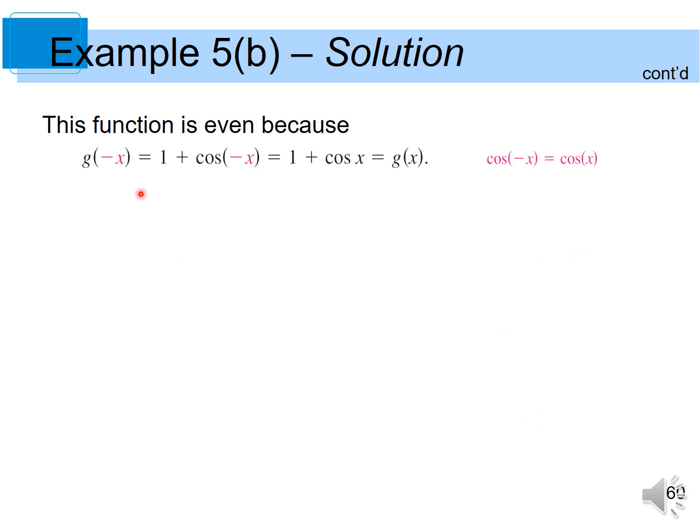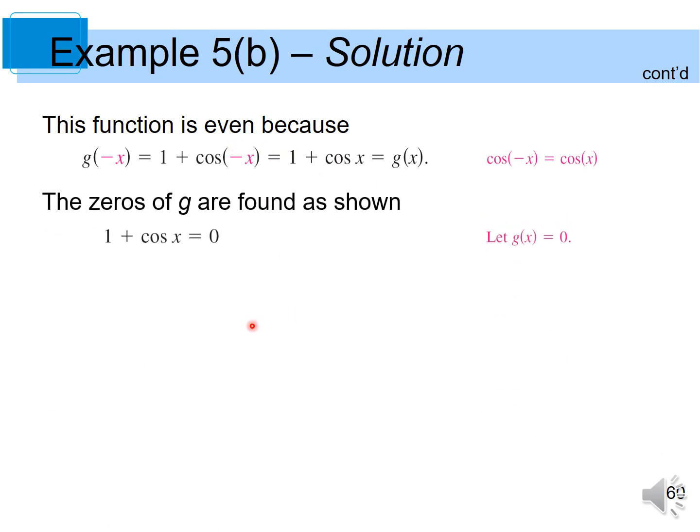For b, the function is even because when you replace the x by negative x, we have 1 plus cos negative x, where the cosine function is an even function. So cos negative x equals cos x, where 1 plus cos x is the original function. So it's g(x). So g(negative x) equals g(x), which is an even function.